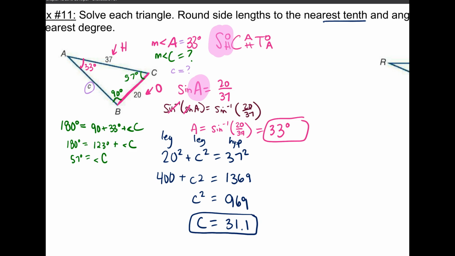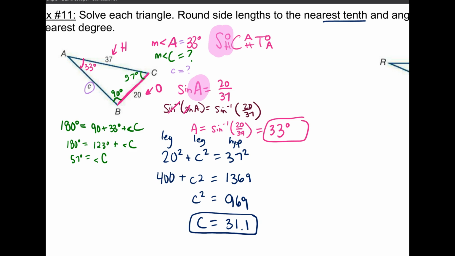Isn't it just 31? No, that'd be to the nearest one. We need the nearest tenth. Tenth is one place after the decimal. Why for the other one, 20 over 39, is it different? Because that's the angle. We want the nearest degree for angles versus the nearest tenth for sides.